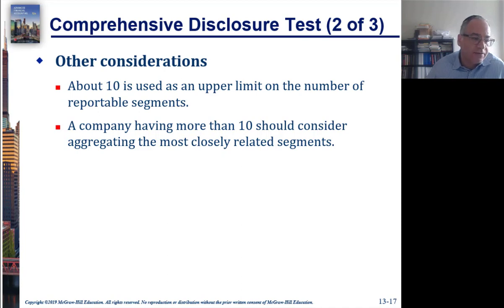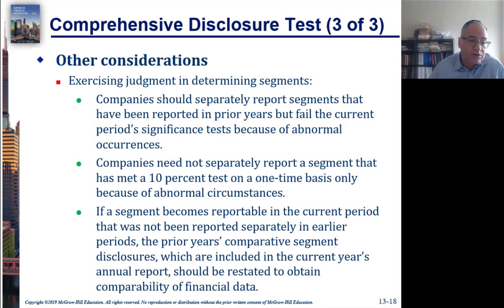And the FASB says it's looking for about 10 segments as a max. It really wants 6. But 10 is the max, and if you have more than 10, then you might want to think about combining some of those also. So as I said before, exercising judgment here is very important. And let's say you have a segment that was reported in prior years that met the tests, but this year for some reason it doesn't meet any of the tests. Does that mean you have to drop it? No. If it met it in previous years and you expect that it's going to meet the test in future years, but it just missed this year, then that's still good and you can go with it. It's still a reportable segment.